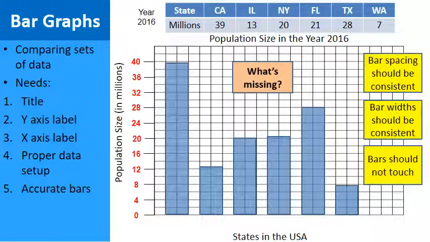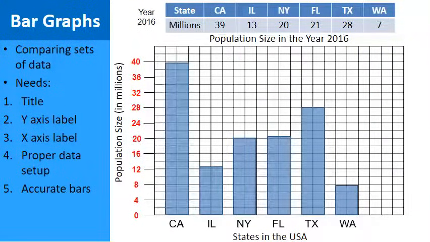Well, what's missing in this graph? I hope it's pretty obvious what's missing: a label for the bars. Now that we've identified California through Washington, this graph is really finished. I have a nice, concise title. I have proper spacing and intervals on the bars. They're all drawn accurately. I've used most of my graph grid. I didn't try to squeeze the entire graph into the lower corner, and this would be a fine, acceptable graph right here.